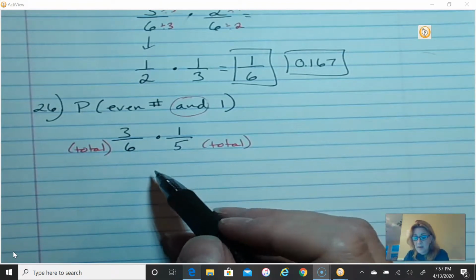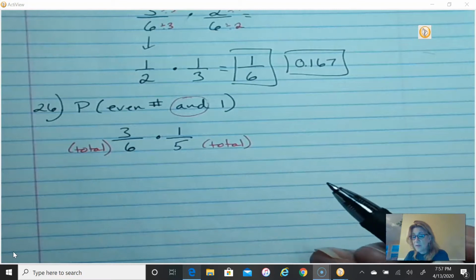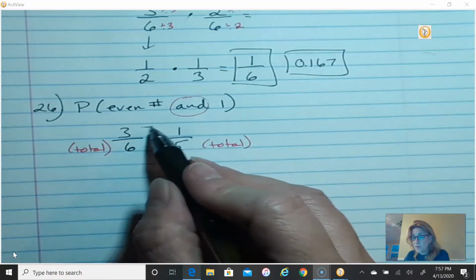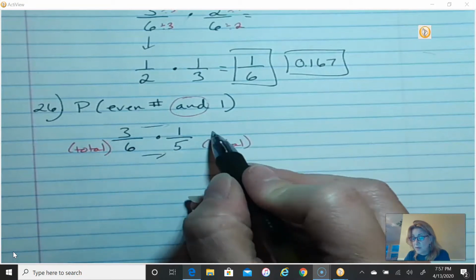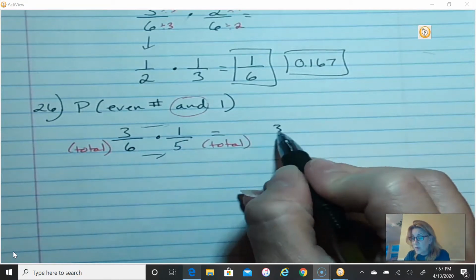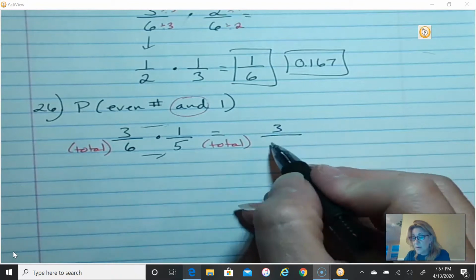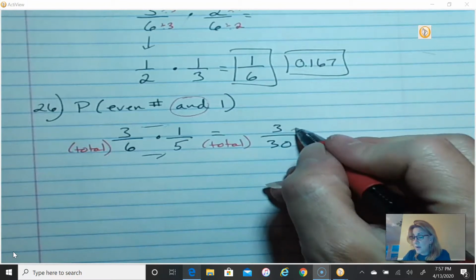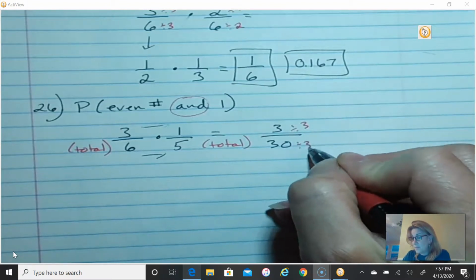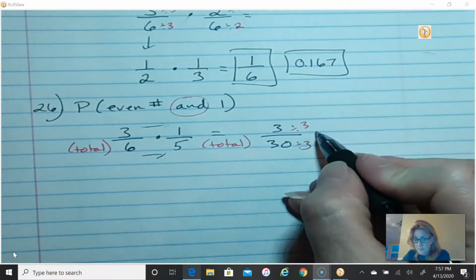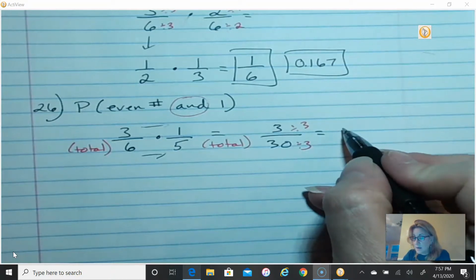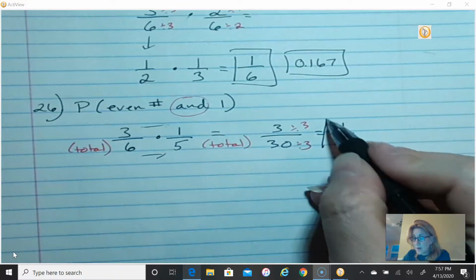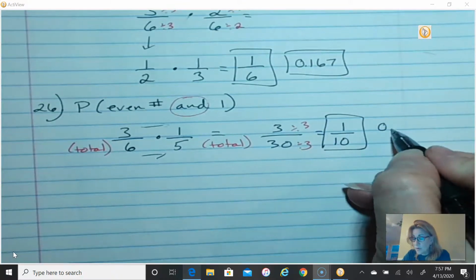All right, so now we can multiply across. You can reduce this if you want, but let's just go ahead and multiply across and then reduce later. 3 times 1 is 3. 6 times 5 is 30. We can reduce that by dividing by 3 on top and bottom. I get 1 over 10 as my fraction. My decimal is 0.1.